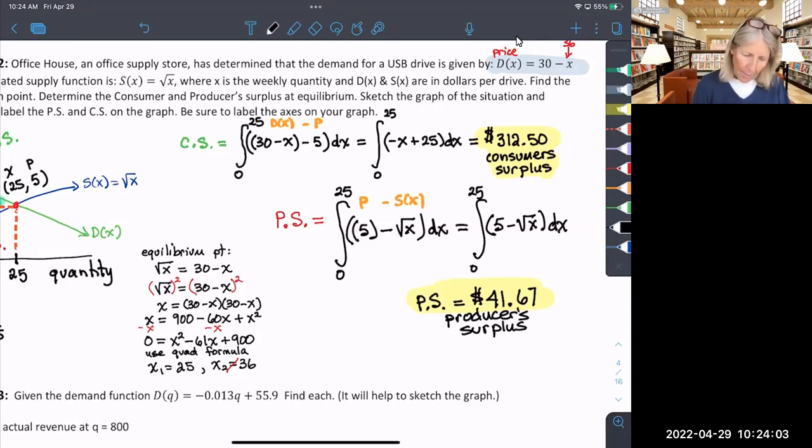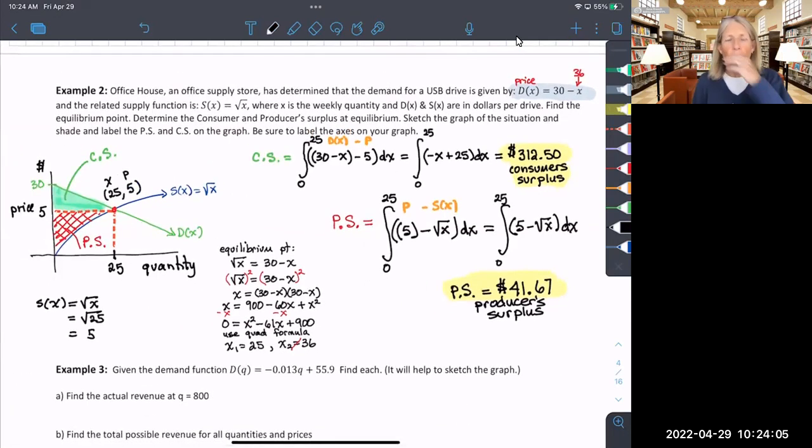So wow, this problem has about everything in it. It's got the picture that we have to draw. We have to label the parts of it. Notice I label my X and my Y axis and so on. And then we set up our integrals and get our values.